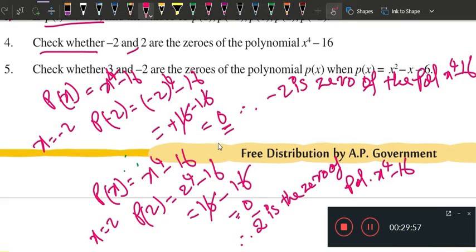Okay, children. The next problem is the same model. Try yourself as it is. Okay, children. Thank you.